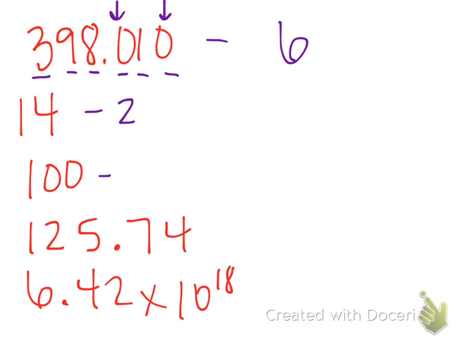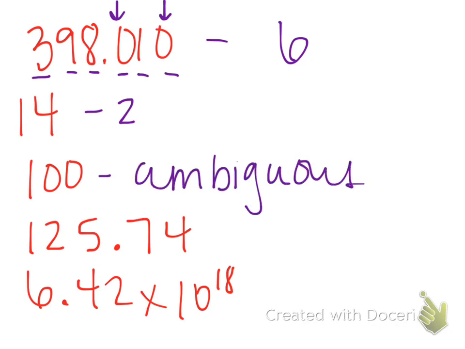Ambiguous. Okay, so don't tell me 2 or 3 or 1 because we don't know. Is it around 100? Is it exactly 100? We don't know, so it's ambiguous. Okay, and you can just write A. You don't have to write the whole word.